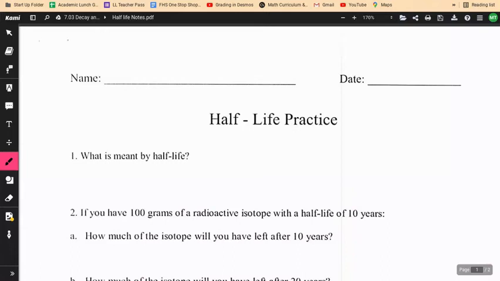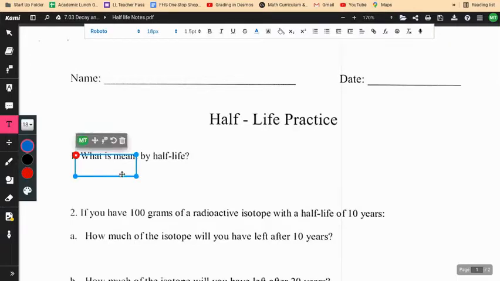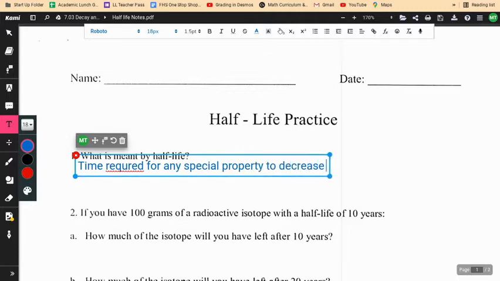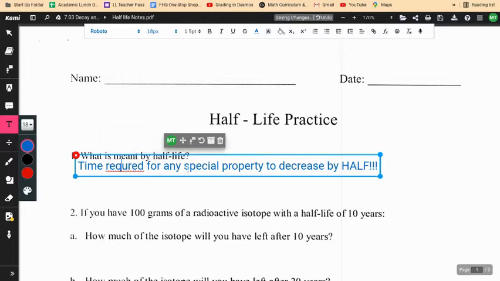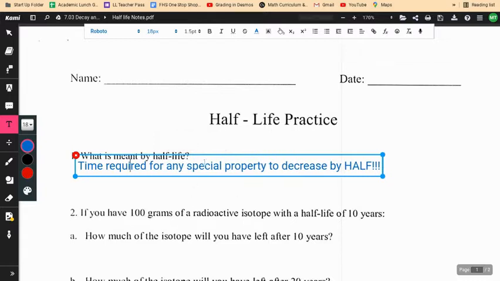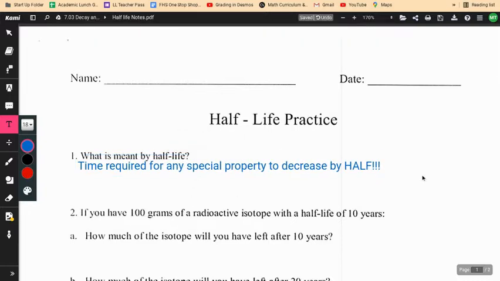All right, today we are going to learn about half-life and how to apply that. So we need to understand what half-life is. Half-life is the time required for any special property to decrease by half. We're looking at anything that's going to be cut in half, right? So how long does it take to get cut in half? And then we go from there.